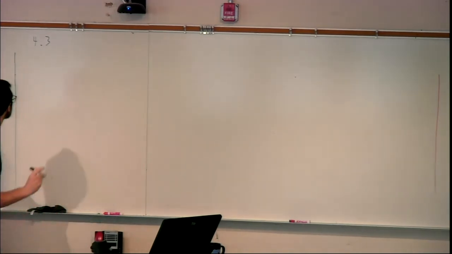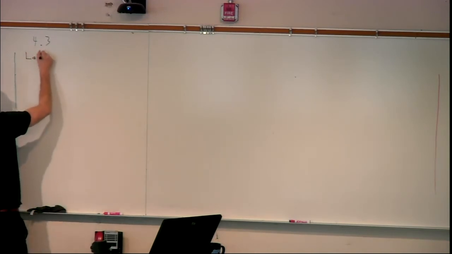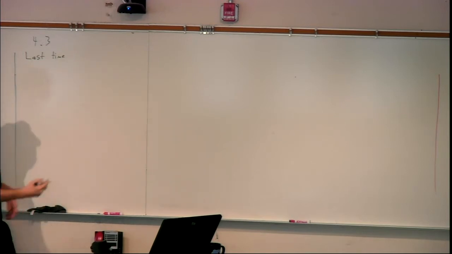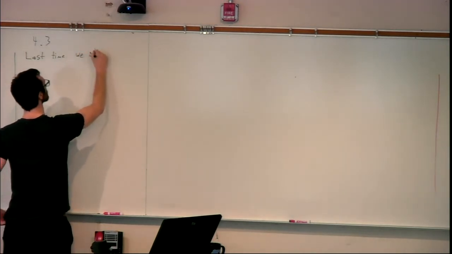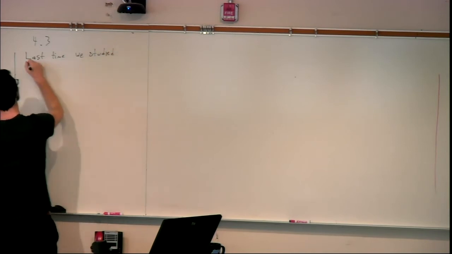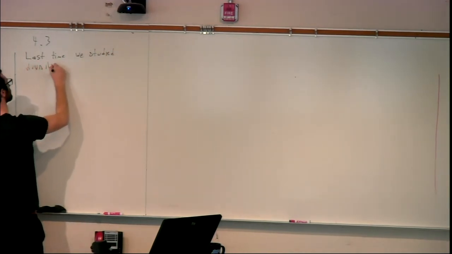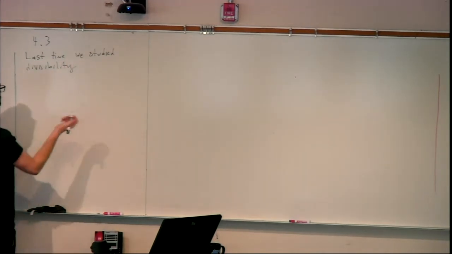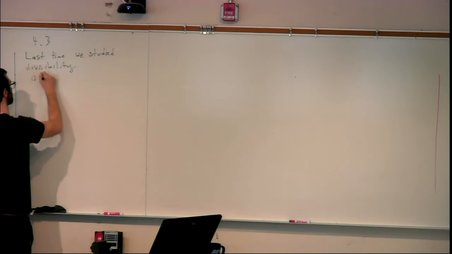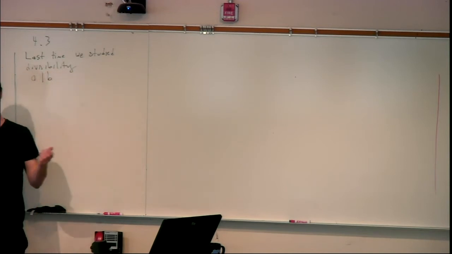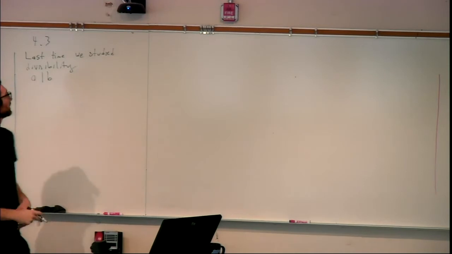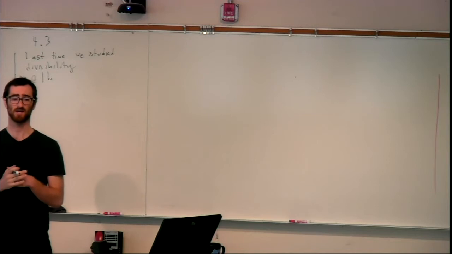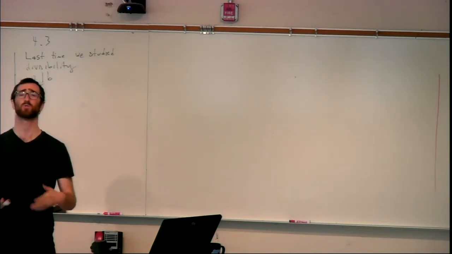Okay, so last time we studied divisibility. We introduced what it means for one integer to divide another: a divides b if b can be written as a times some other integer c. And we also introduced modular arithmetic. We talked about essentially division with remainder and how to work with remainders.